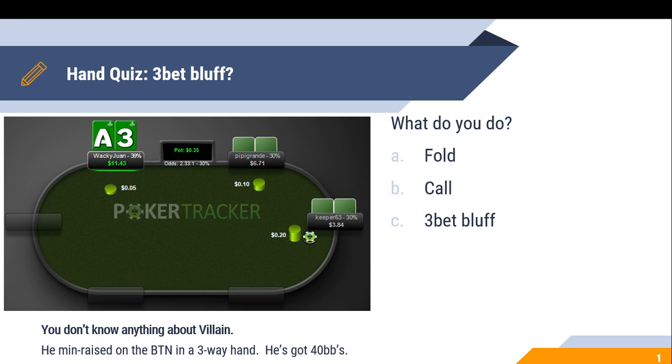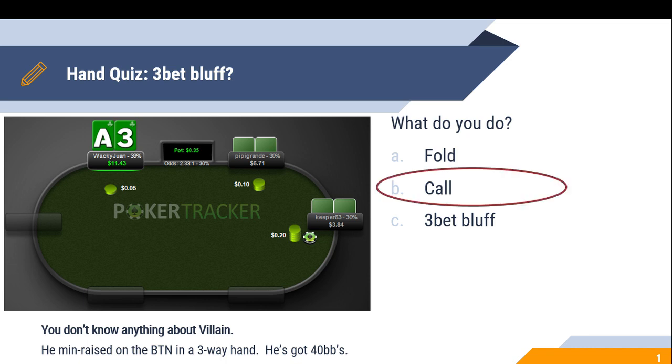Now, look at the situation right here. You're dealt ace-3 suited in the small blind. You don't know anything about villain. He min-raised on the button in a 3-way hand, and he has 40 big blinds in his stack. You like ace-3 suited for making 3-bet bluffs. So what do you do here? Do you fold, call, or 3-bet bluff? Pause the video if you need a little time, but here's my answer.